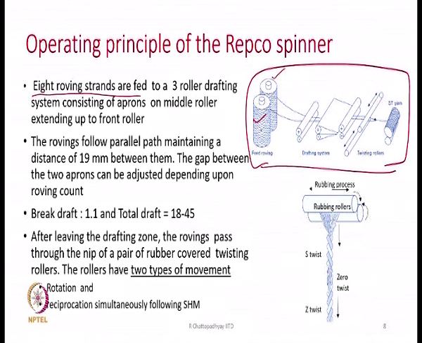So, rovings are fed and then we have a drafting unit which is from here to there, roller drafting units with aprons, because we have to draft, and the draft is break draft and total draft is this. So, we can find out what the draft in the front zone is also. Depending upon the count of the roving and the count of the yarn that we want to produce, we can set the draft accordingly.